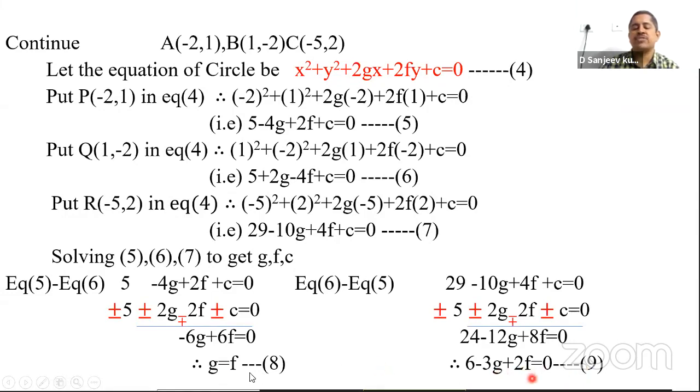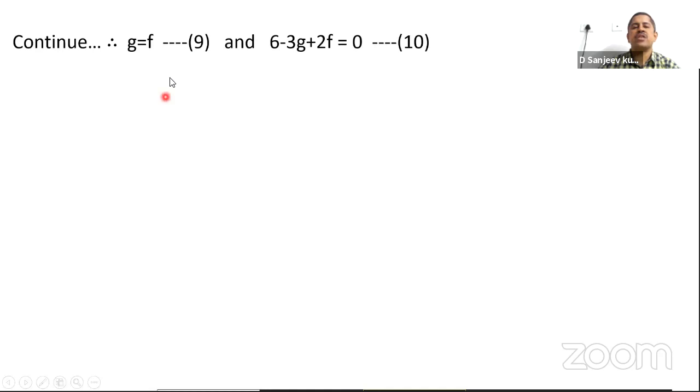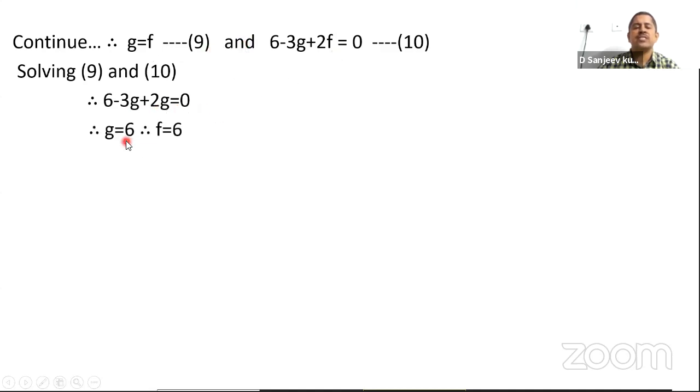You need to solve these 2 equations. So what was the first equation? It was g is equal to f. The second is 6 minus 3g plus 2f is equal to 0. So put g is equal to f in this equation: 6 minus 3g plus 2g is equal to 0, because g is equal to f. So from that you get the value of g is 6. Because g and f are same, if g is 6, f is also 6.